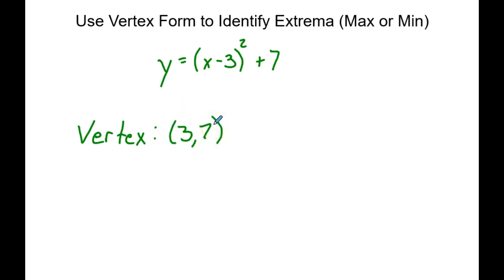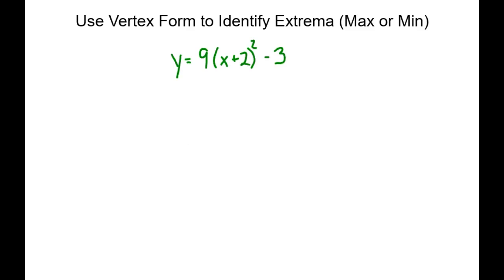Now we have to determine, is that the maximum or the minimum value? So we look at our value of a. If there's no number out in front of our expression, it's understood that the a value is equal to 1, because 1 times anything is itself. We don't need to write it in there. If our a value is positive, our graph is going to open up. It's going to be a U shape. So the vertex is going to be the minimum value in that case. Since a was positive, our graph opens up. The lowest point is going to occur at the vertex. That is going to be a minimum value.